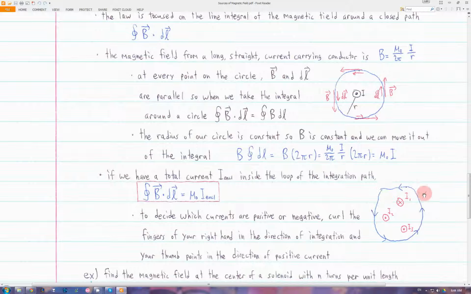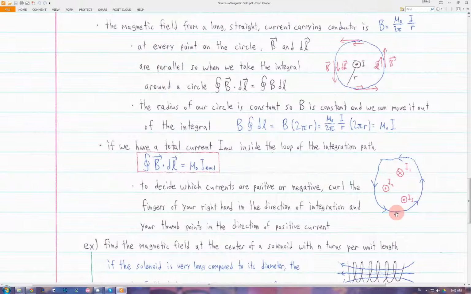So if you integrated around this loop in the counterclockwise direction, then the positive currents are going to be I2 and I3. So to calculate this I enclosed, you're going to do I2 plus I3 minus I1, because this one's going to be negative.